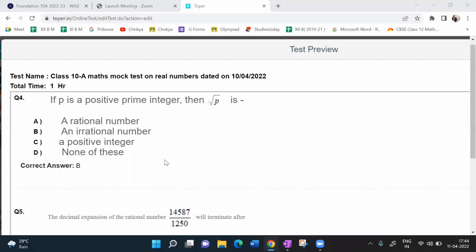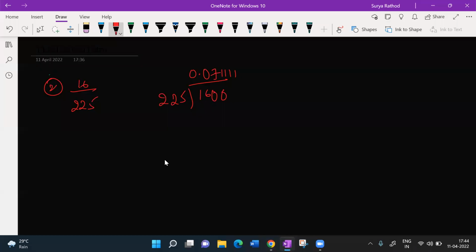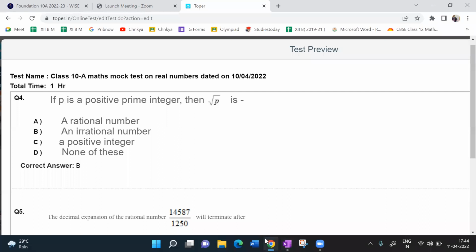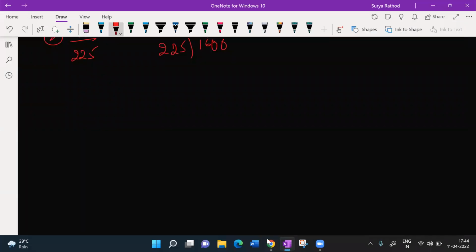Let us solve on the screen. P is a positive prime number, yes, good. You take anything, look at this here. He has given a positive prime number. What we have to prove? What we have to show actually? What is that question? Then root P is what? Root P is a rational number.